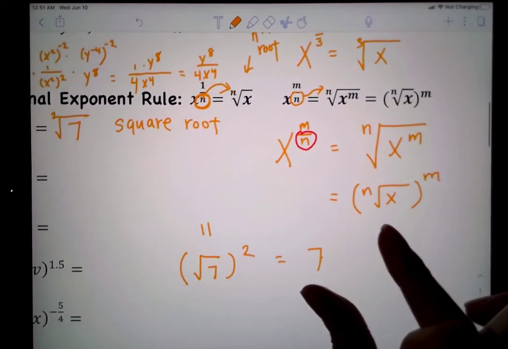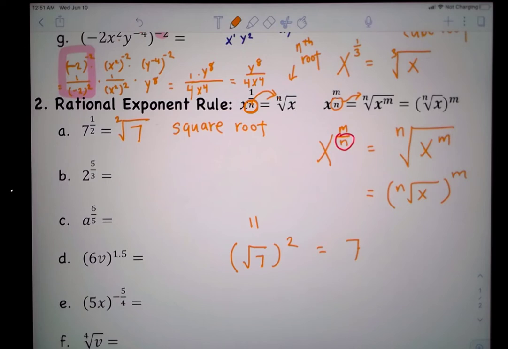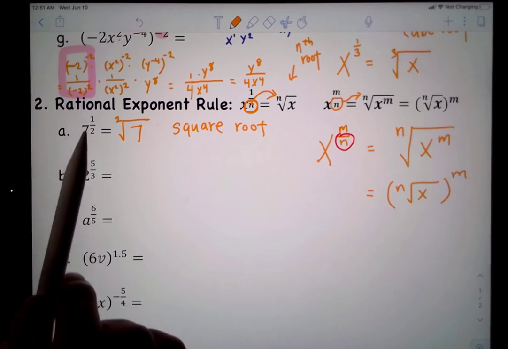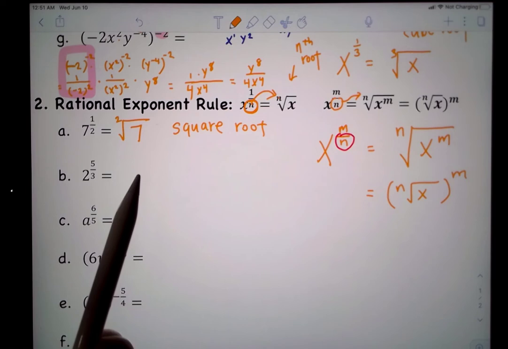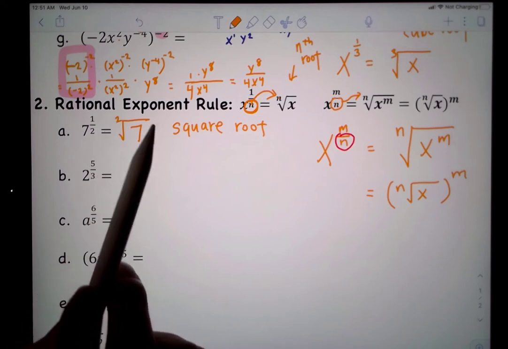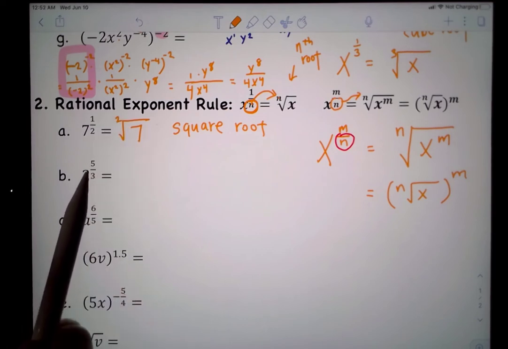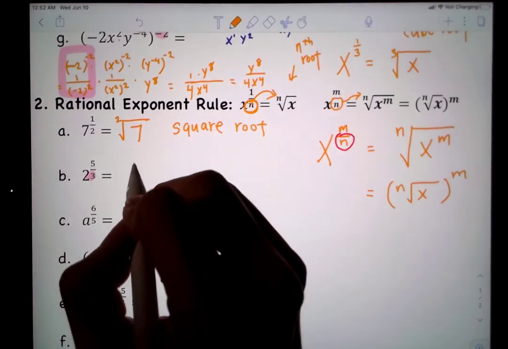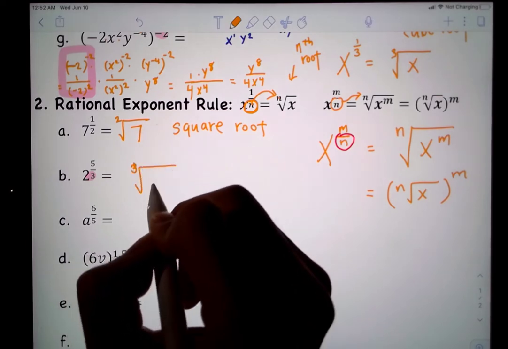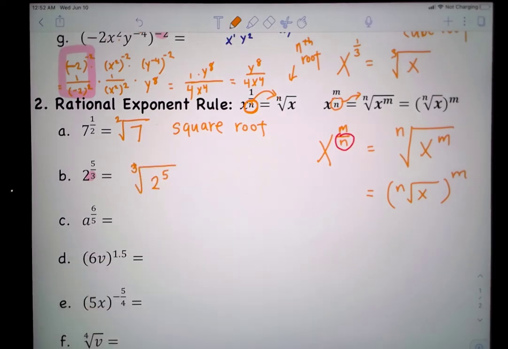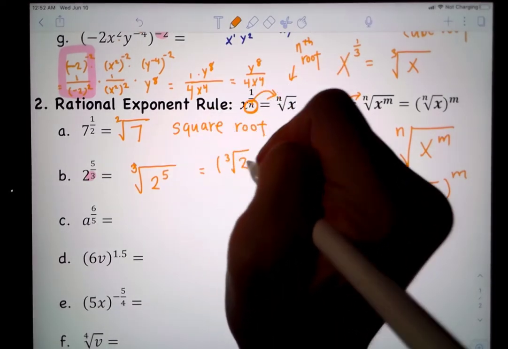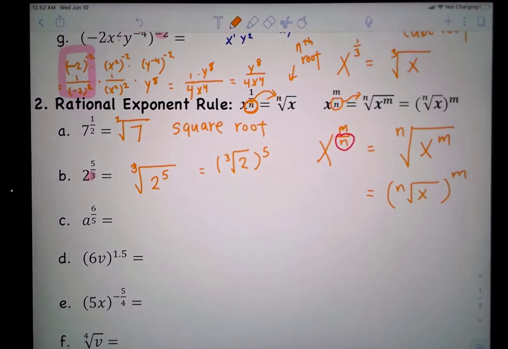So that's the rule, and let's use it for numbers. Okay? Let's solve the problems. So we did that one. 7 to the half power, your denominator goes to the index number, so we get the square root of 7, right? And look at B. What's the denominator of the power? 3, right? So we have to write 3 out. Cube root of 2 to the 5th. That's it. If you want, you can also do this. This is fine. It's the same thing.